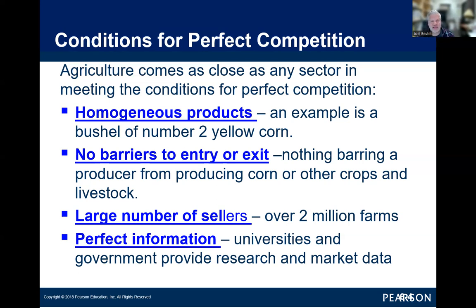The next one is that there has to be not really no barriers to entry and exit, but there have to be low barriers to entry and exit, or relatively low. So there's nothing barring a producer from producing corn or other crops and livestock, right? So I've got a friend with 12,000 acres in Merced County. His family's done pigs.